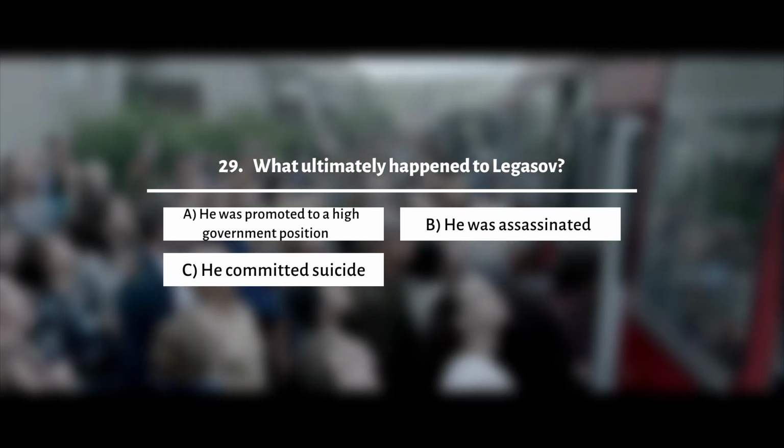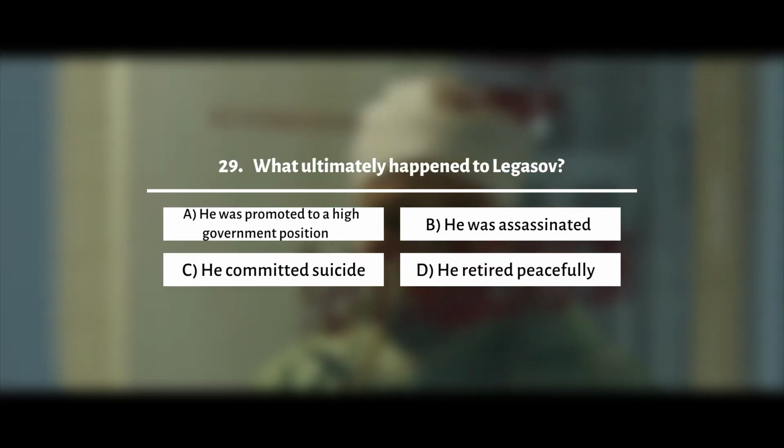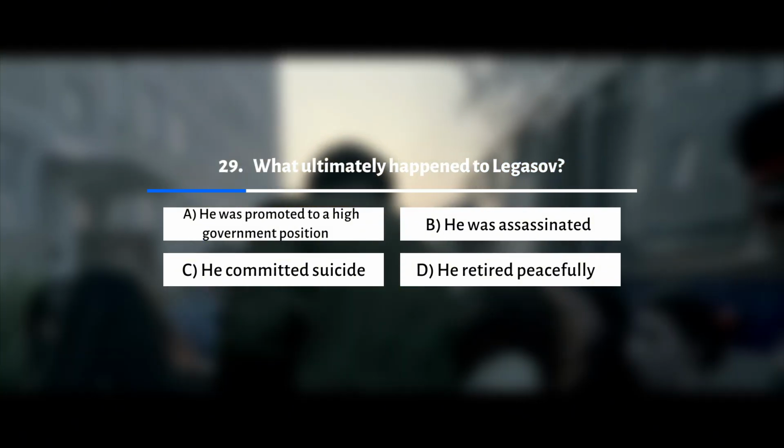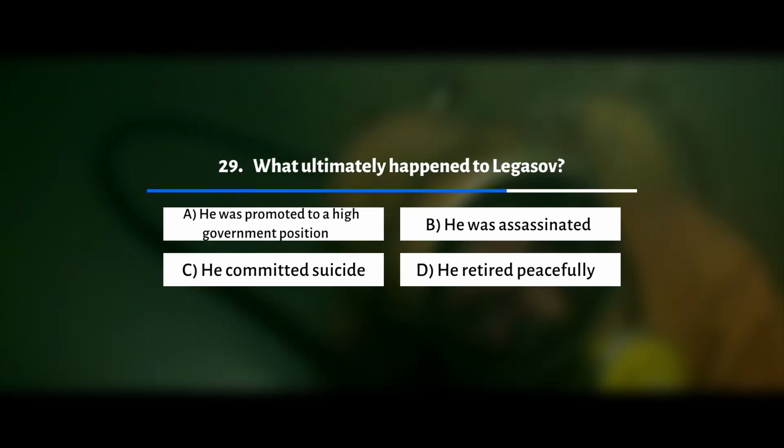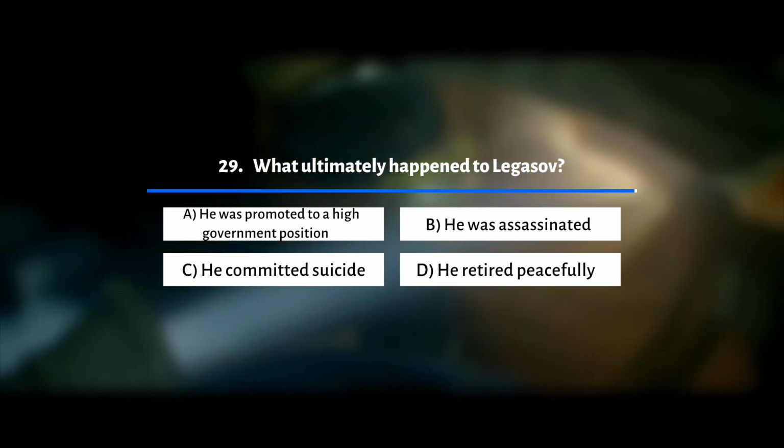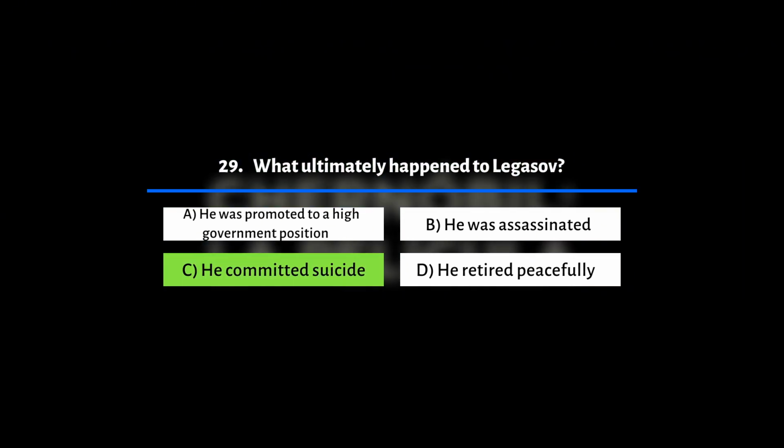A. He was promoted to a high government position. B. He was assassinated. C. He committed suicide. D. He retired peacefully. Correct answer, he committed suicide. 30. What is the legacy of Chernobyl today?